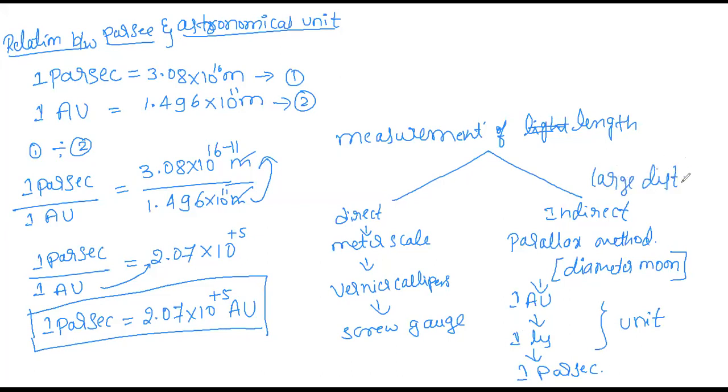Okay, very large distances are measured by indirect methods. In the direct method we have to measure small distances. In the meter scale we use small distances, and similarly the astronomical unit is used for large distances, by the indirect method. This is about the measurement of length.